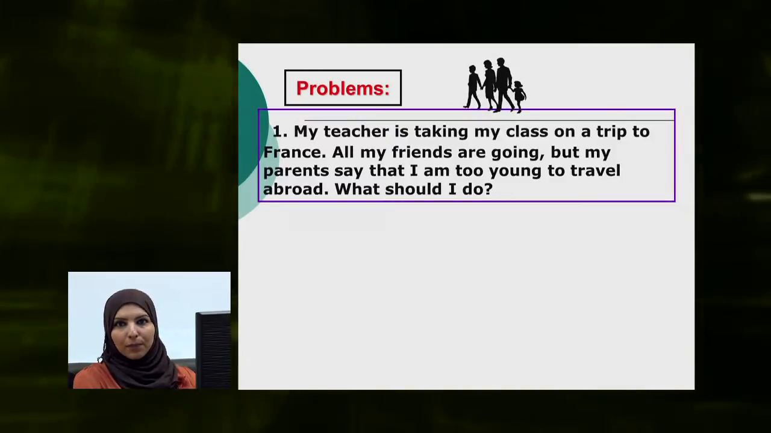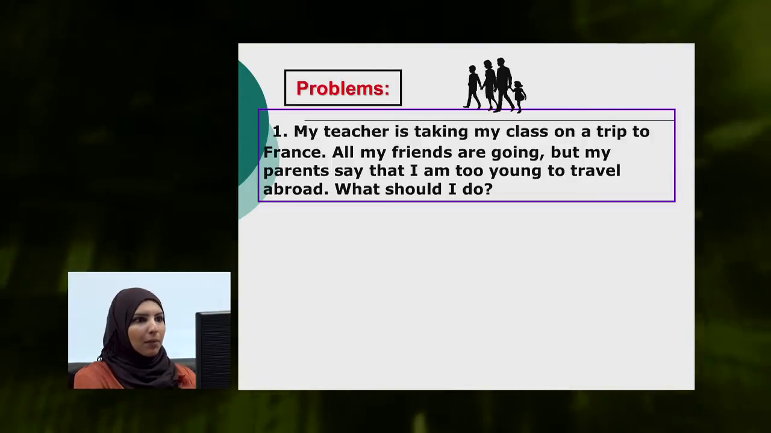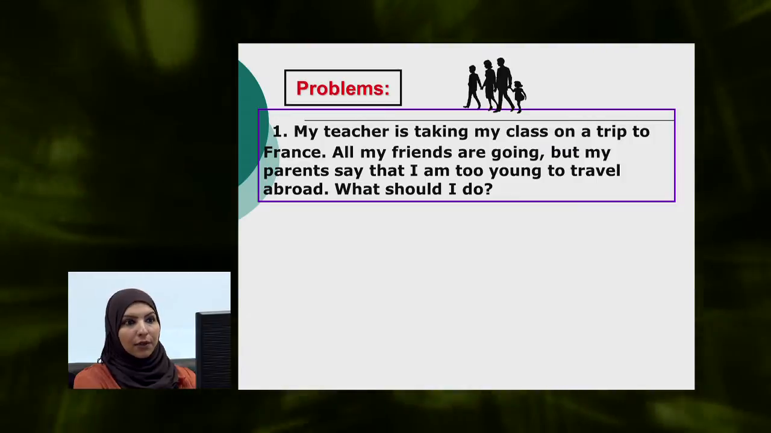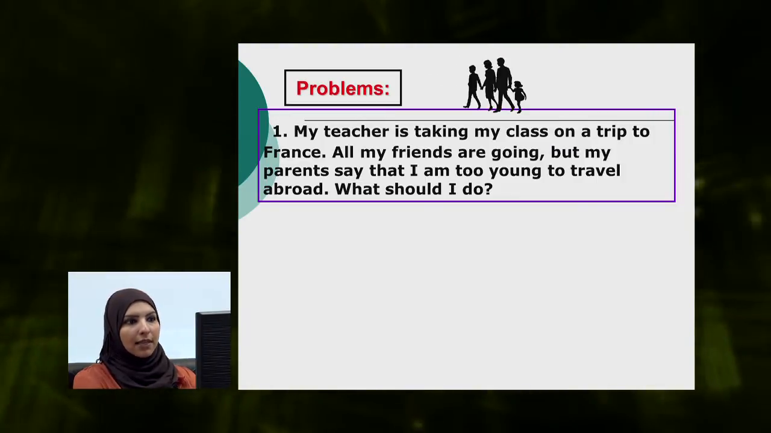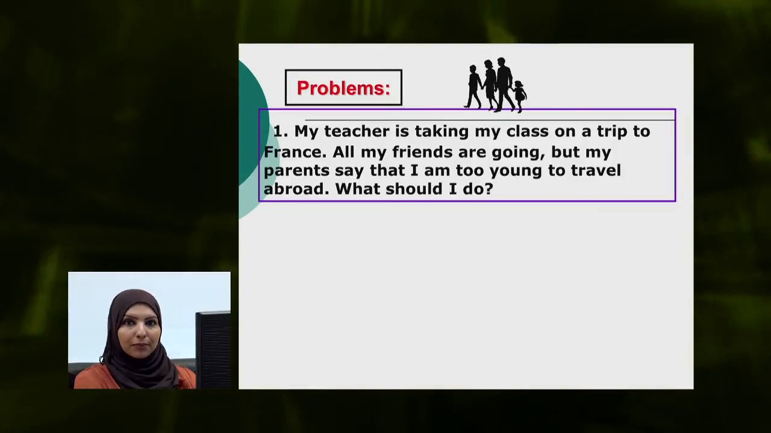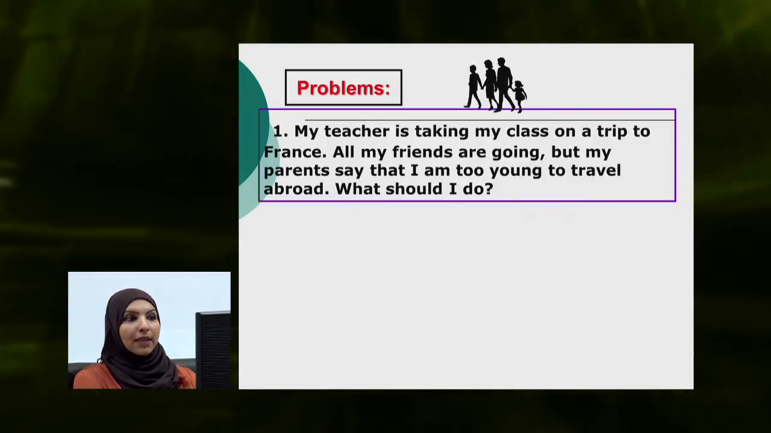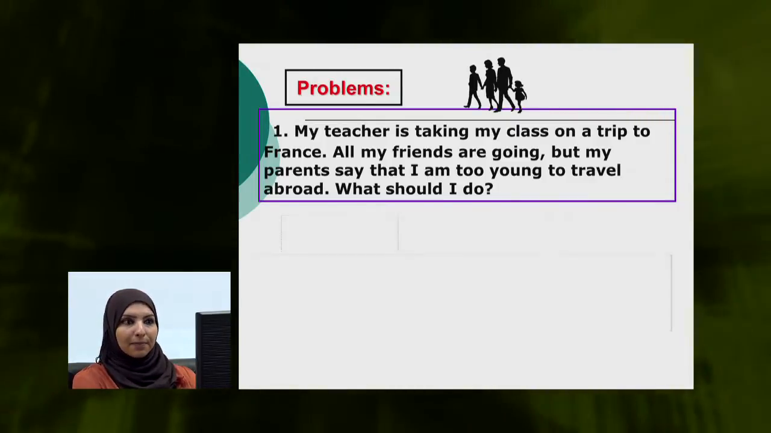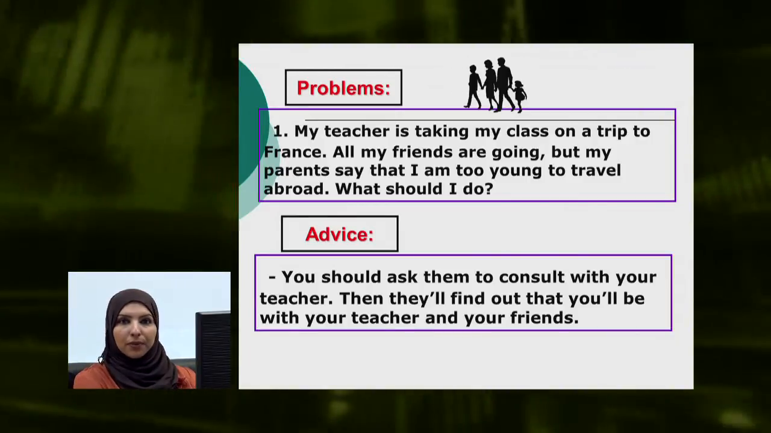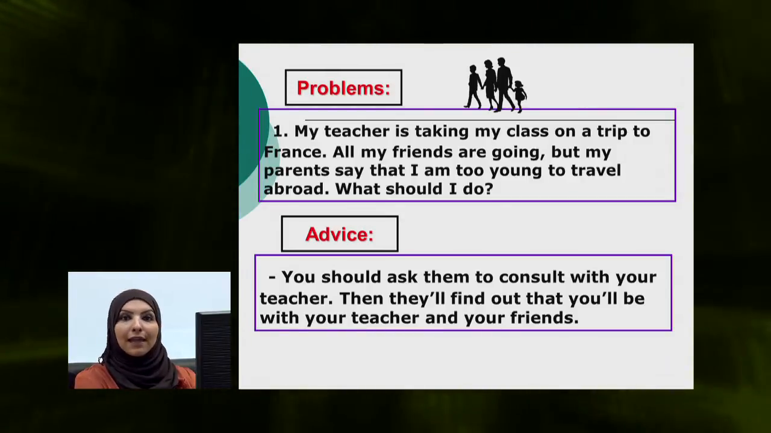The first problem, which can be considered a family problem, is: my teacher is taking my class on a trip to France. All my friends are going, but my parents say that I am too young to travel abroad. What should I do? Once we think about this problem, we may give this advice. You should ask them to consult with your teacher. Then they will find out that you will be with your teacher and your friends.